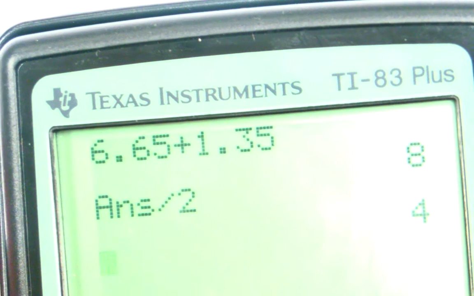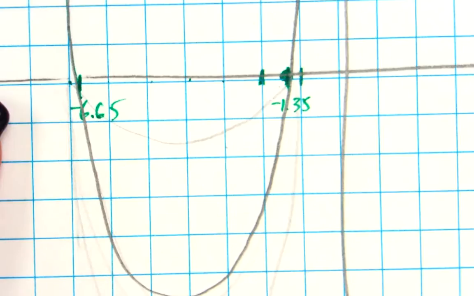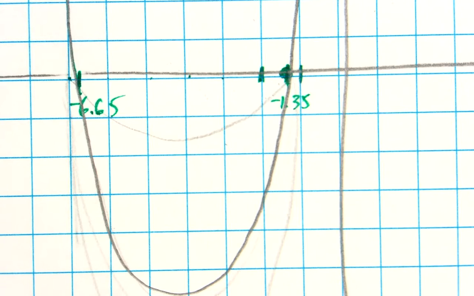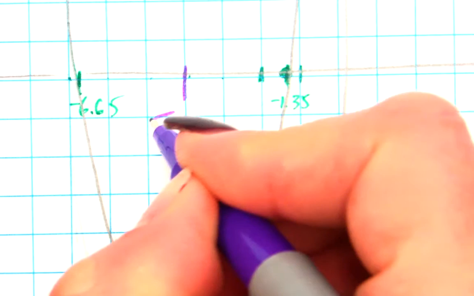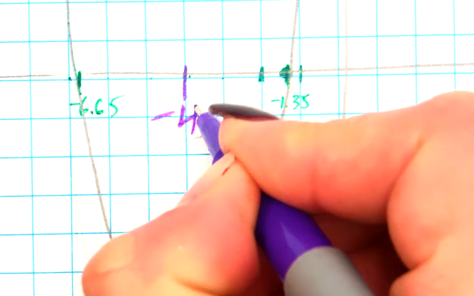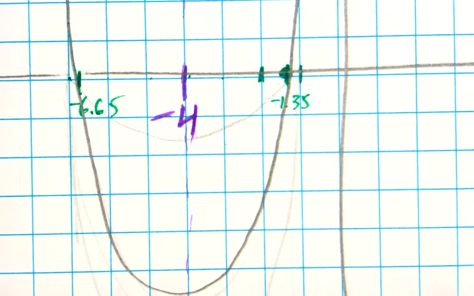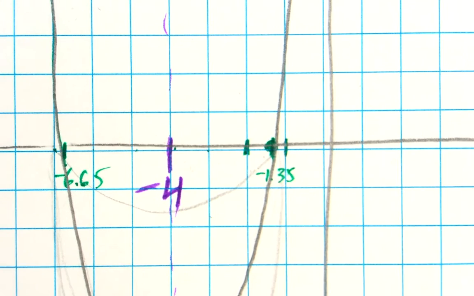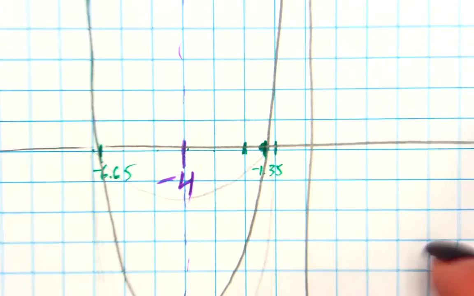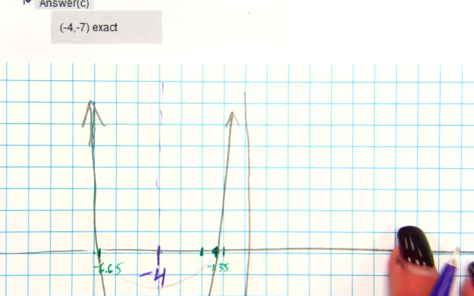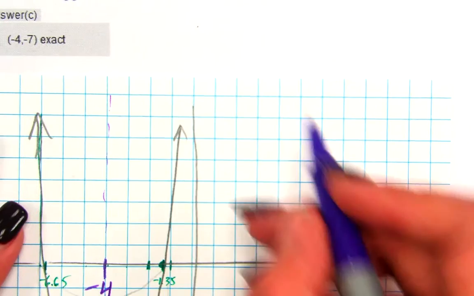Then I divided by 2 because we want to go halfway in the middle between the x-intercepts, and then I got 4. So now I know that around negative 4, it just so happens that this is where the line of symmetry is for the parabola. If I take the negative 4 and plug it back into my equation for my parabola, I should be able to find the vertex. So let's do that.